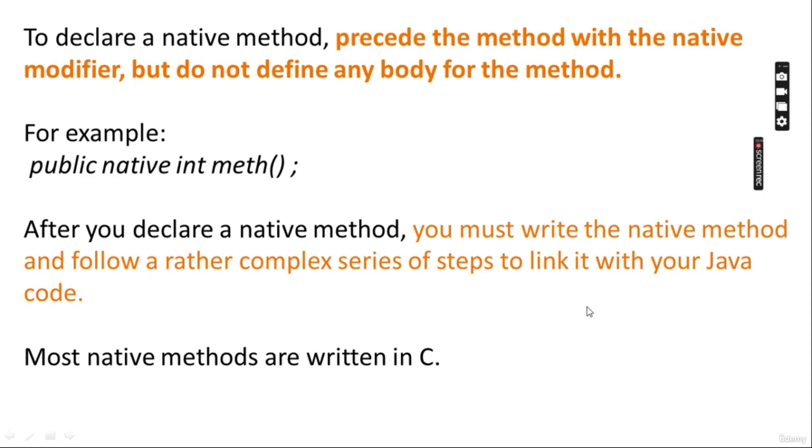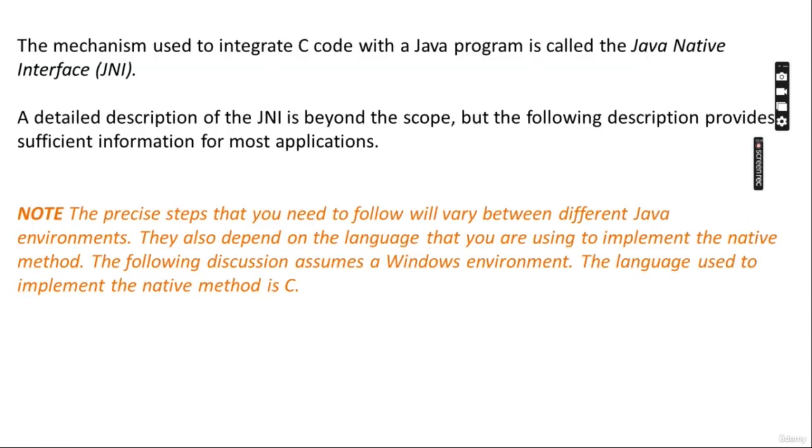Most native methods are generally written in C programming language. The mechanism used to integrate C code within a Java program is called the Java Native Interface. So this interface will be used to integrate your C programming code into Java programming language. A detailed description of the Java Native Interface is beyond the scope, but the following description is sufficient information for most applications. The precise steps that you need to follow will vary between different Java environments. They also depend on the language that you are using to implement the native method.